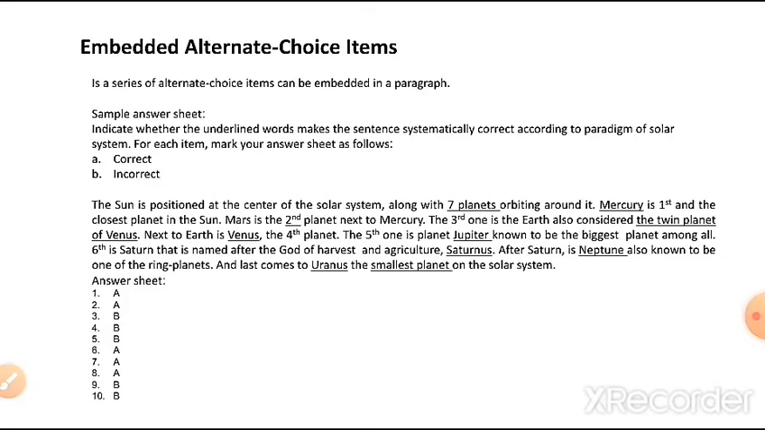Third, the embedded alternate choice items. It is a series of alternate choice items that can be embedded in a paragraph. For example, indicate whether the underlined words make the sentence systematically correct according to the paradigm of the solar system. For each item, mark your answer sheet as follows. So we still have here 2 opposing options, letter A for correct and letter B for incorrect.